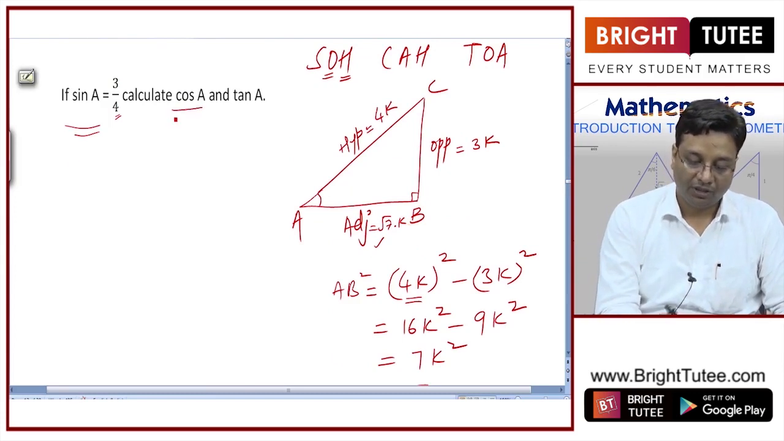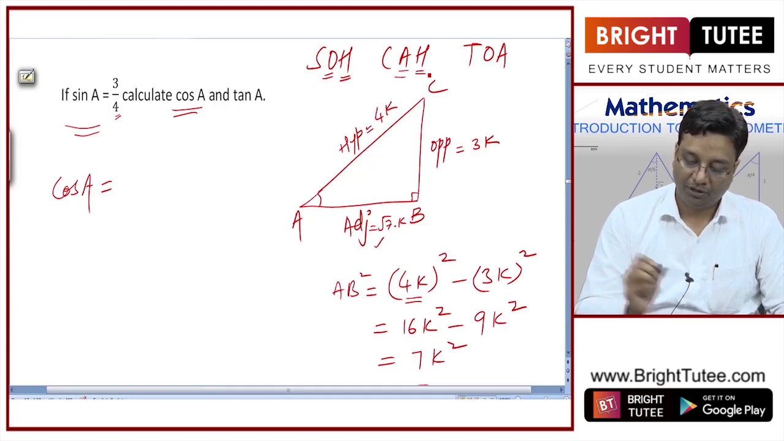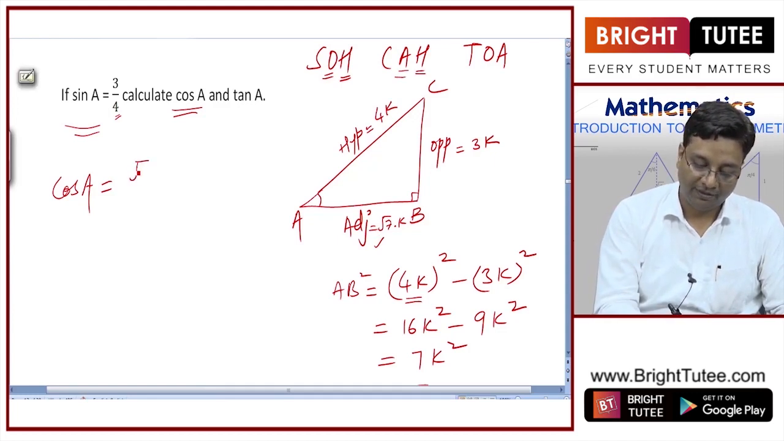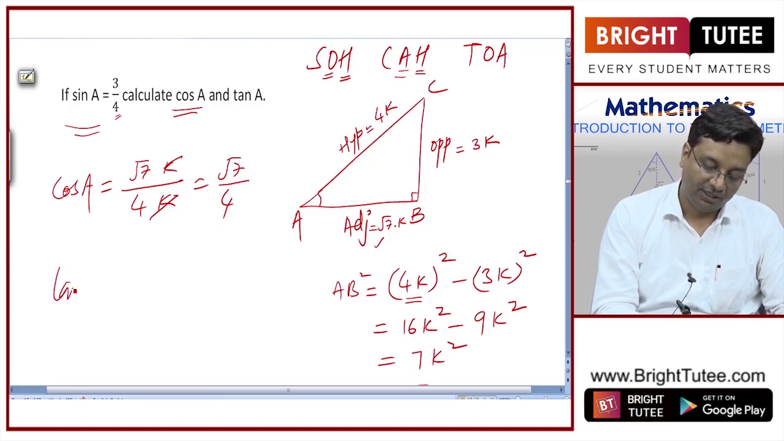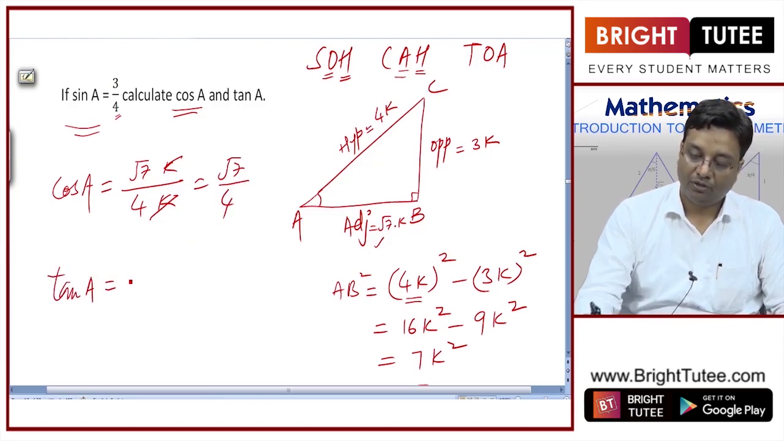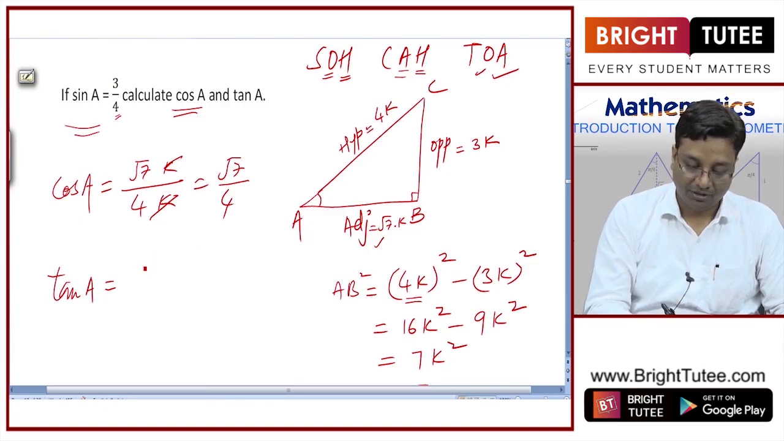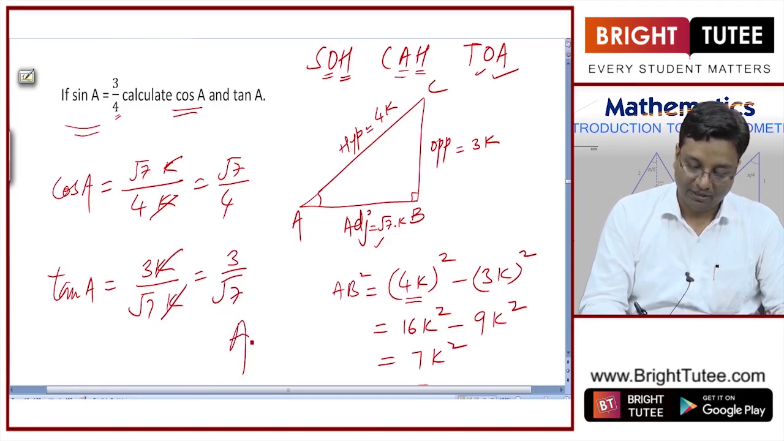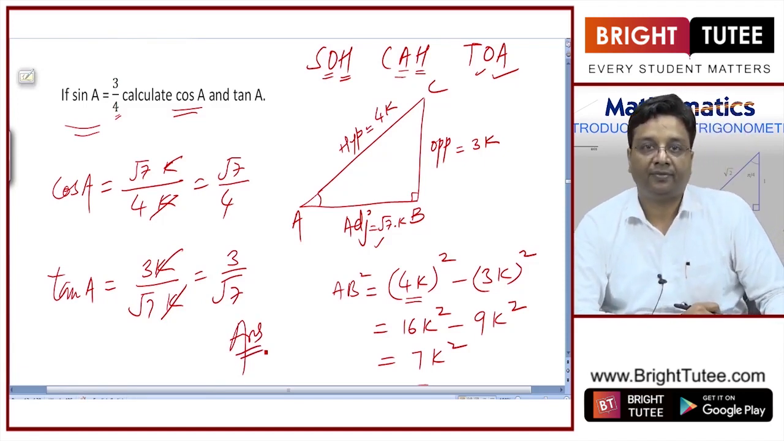Okay. So what is cos A? Adjacent upon hypotenuse, root 7k upon 4k. So k gets cancelled, root 7 upon 4. What is tan of A? Opposite by adjacent. So 3k upon root 7k. k gets cancelled here, 3 upon root 7. So these are your answers.